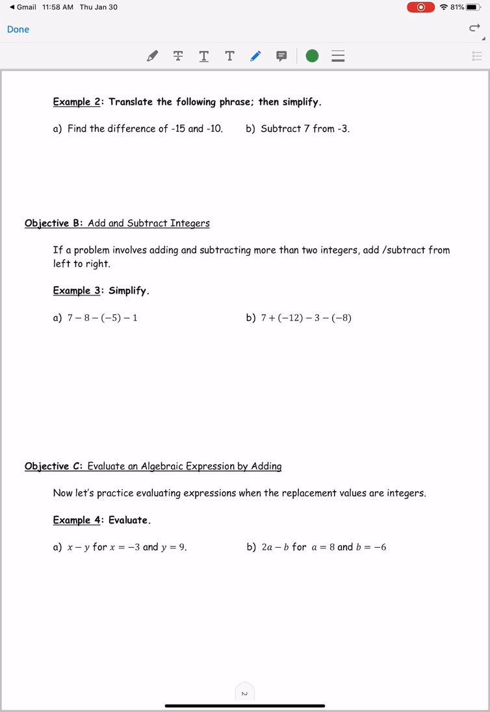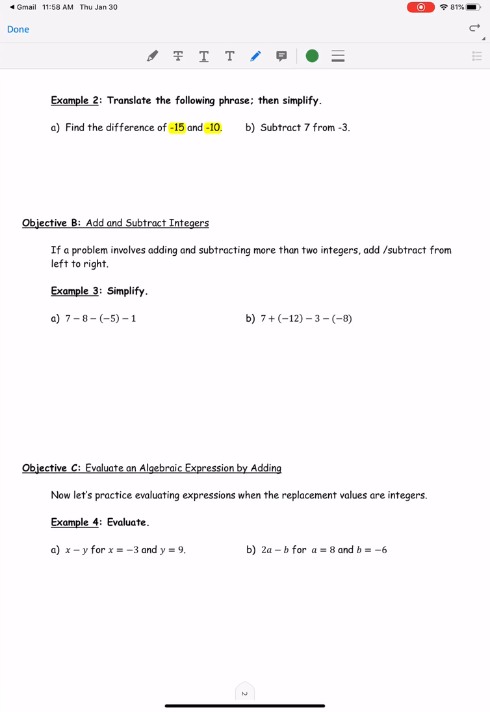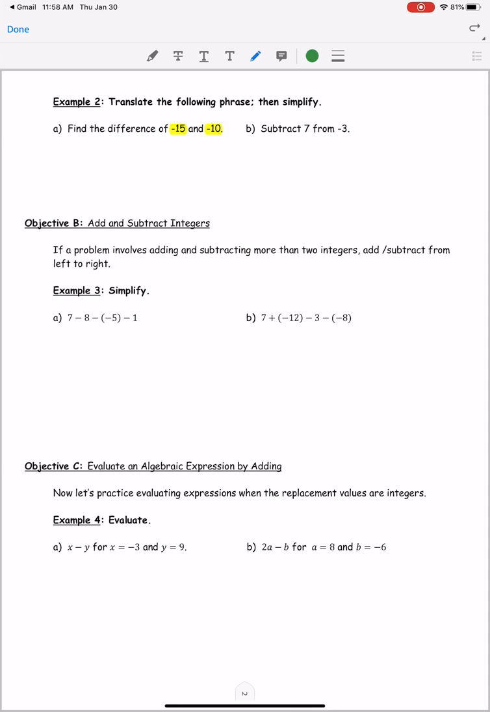It says translate the following phrase, then simplify. So find the difference of negative 15 and negative 10. So be careful with this. I have my two numbers, right? I'll go ahead and highlight these. We have negative 15 and a negative 10. So I'm going to go ahead and write those first. Negative 15 and a negative 10. And what do I need to do with these two numbers? We need to find the difference.